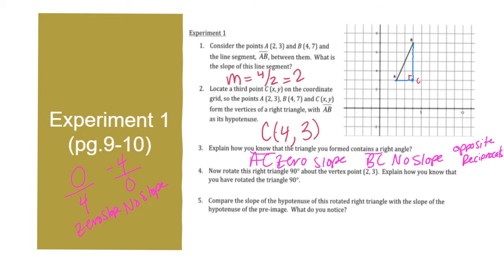And opposite reciprocals really do have an opposite sign, but we'll talk about that in a minute. Looking at number 4, it says rotate the right triangle 90 degrees about the vertex point 2, 3. So 2, 3 is here at point A. Explain how you know you've rotated it 90 degrees.